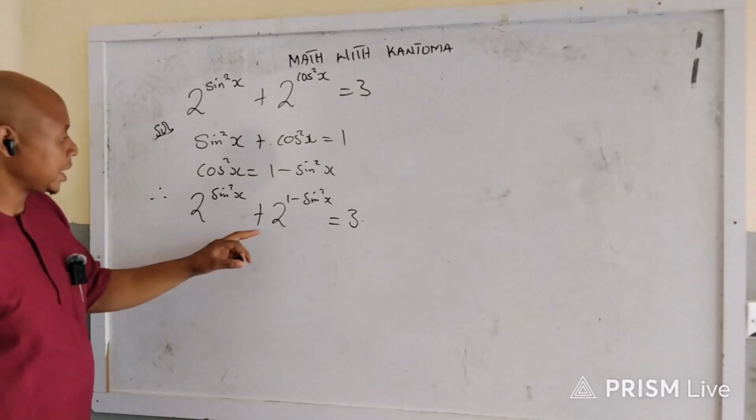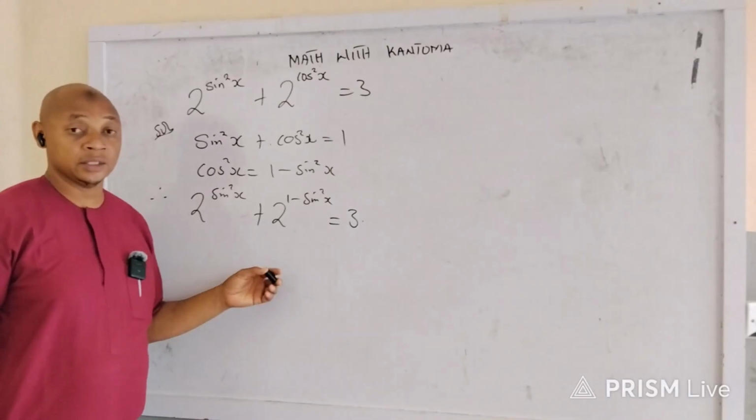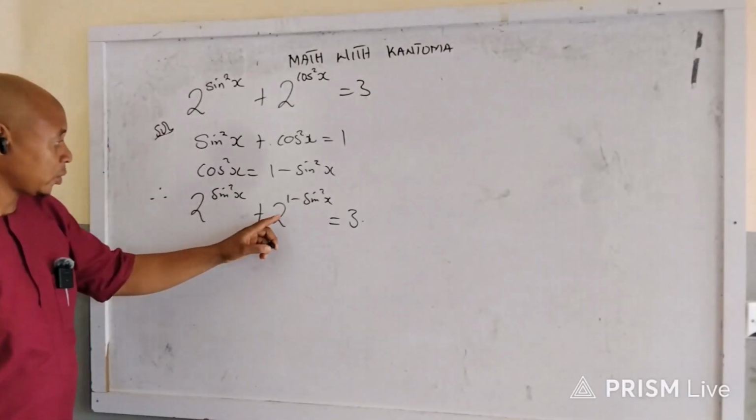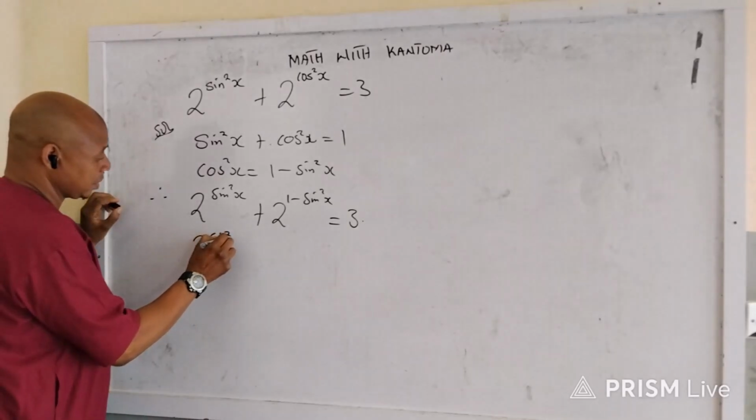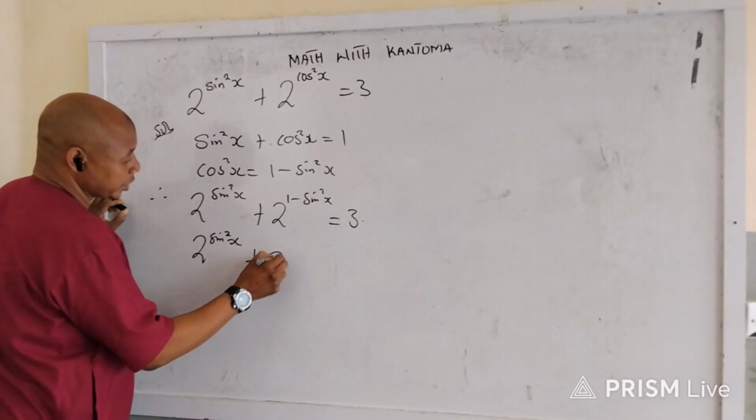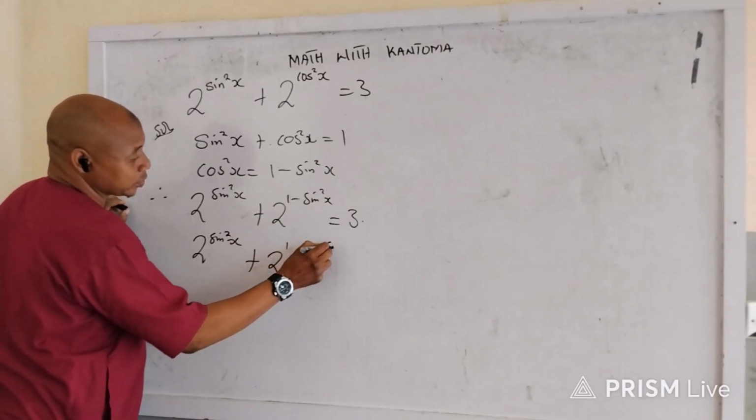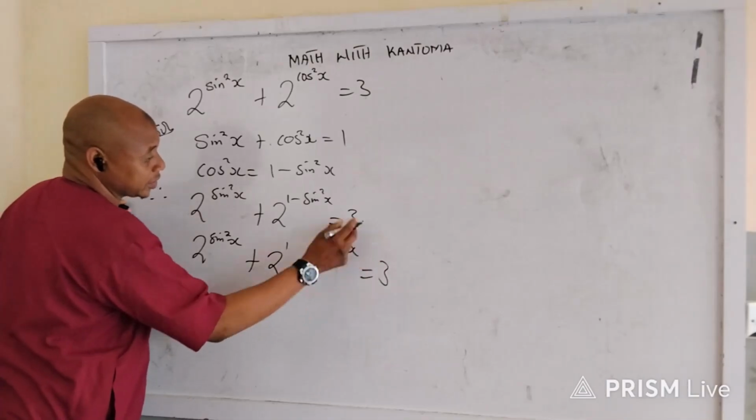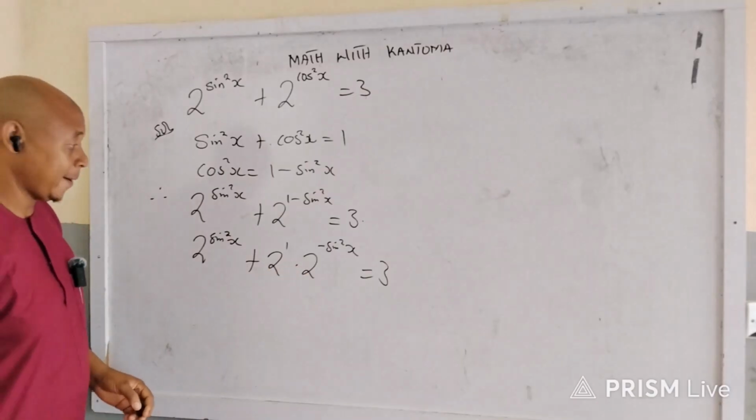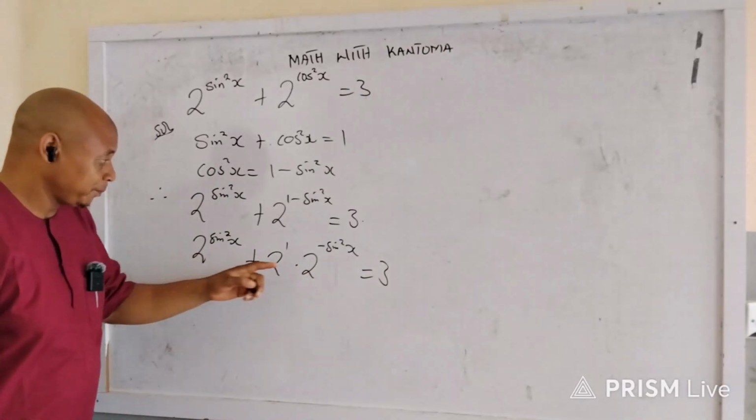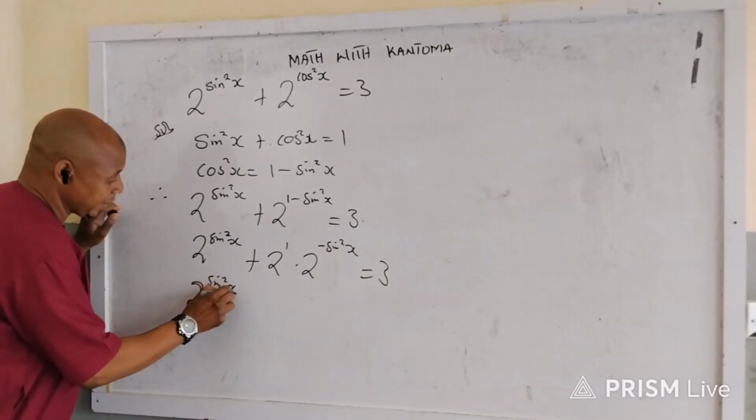So now we're going to relate this function by the knowledge we acquired in indices, right? So this function can be written as 2 raised to the power of sine square x plus 2 raised to the power of 1. This is equal to 2 raised to the power of 1 times 2 raised to the power of minus sine square x, equal to this 3. So now I split this into 2 using the knowledge of indices.